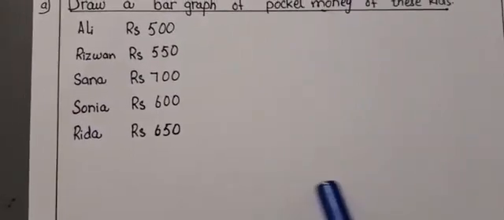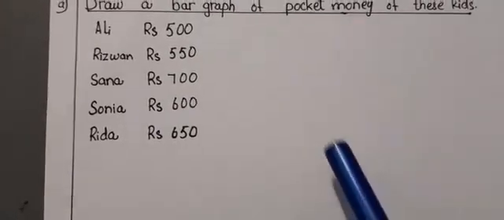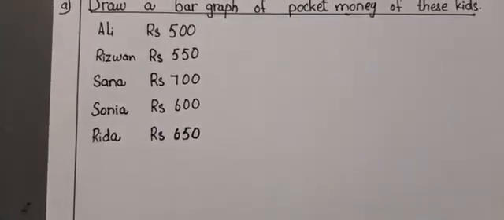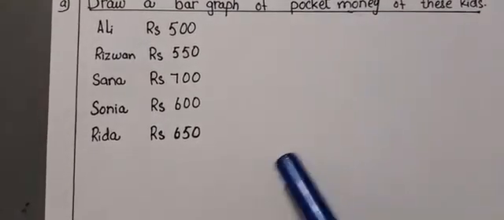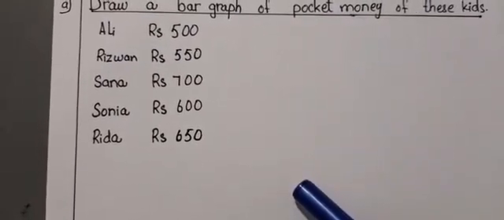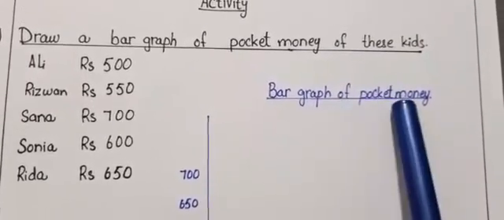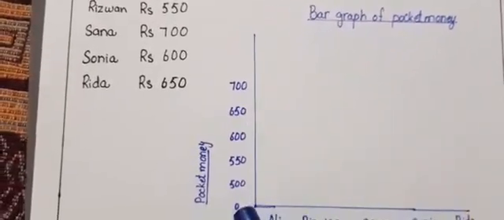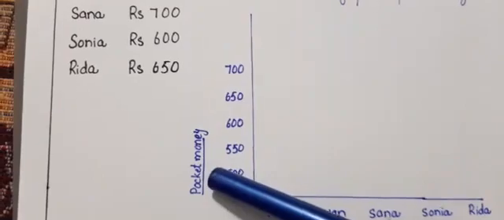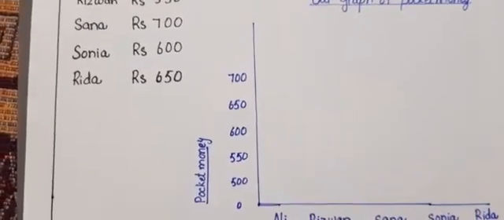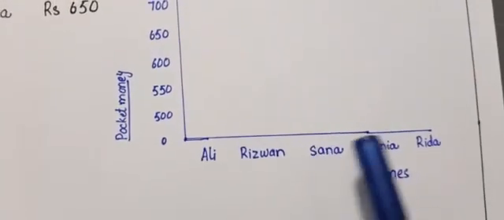What I will do, I will draw a horizontal line and write the names Ali, Rizwan, Sana, Sonia, Rida. And then I will draw the vertical line and then we'll write the money 500, 550, 600, 650 and 700, okay? So let me draw these lines. So boys, here you can see I have written bar graph of pocket money. And this is the vertical line 0, 500, 550, 600, 650 and 700. And I have written over here pocket money. And here you can see boys, these are the names Ali, Rizwan, Sana, Sonia, Rida.